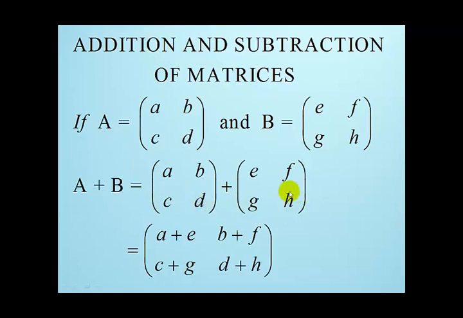So A plus B will be equal to A plus E, B plus F, C plus G, and D plus H. So that is how we add matrices together. We add the corresponding entries.